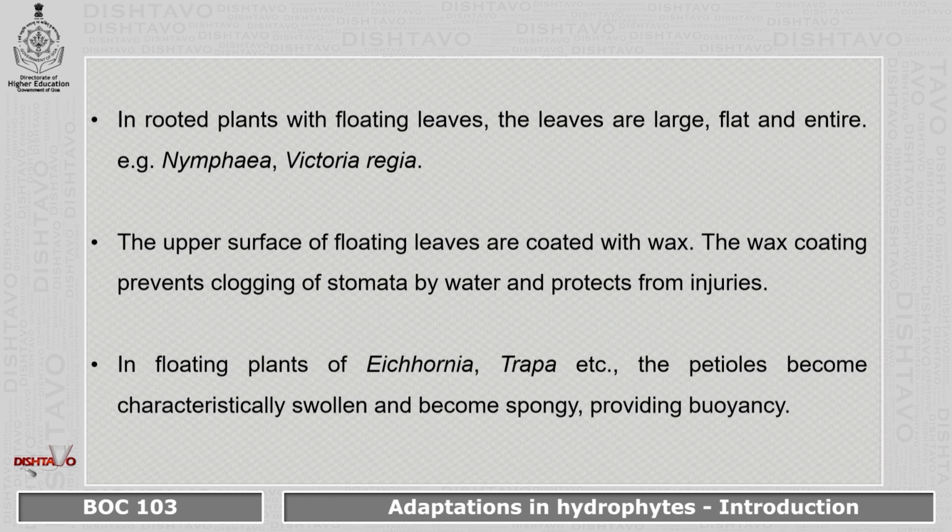Now, in rooted plants with floating leaves, the leaves are large, they are flat, they are entire. Just as I spoke about Victoria regia or Nymphaea, wherein the leaves are large enough in order to float, but at the same time they have roots at the bottom. The upper surface of floating leaves are coated with wax. Now, the wax coating prevents clogging of stomata with water and protects it from any injuries. Now, in floating plants of Eichhornia and Trapa, the petiole becomes characteristically swollen. It becomes swollen, which provides buoyancy.